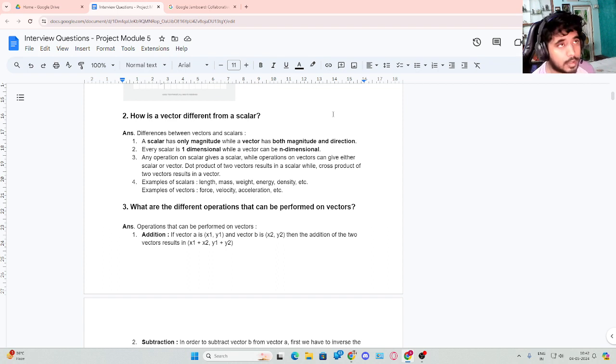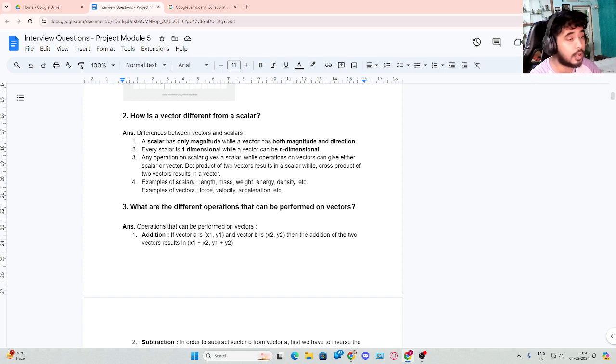The operation on two scalars like addition or subtraction gives rise to another scalar, but operations on vectors like dot product and cross product can give a scalar value or a vector value. The dot product of two vectors a and b will give the scalar value of magnitude of a times magnitude of b times cos theta, and the cross product of the two vectors will give another vector, which is perpendicular to both the vectors. So different operations on vectors give rise to different values, which can be scalar or vector.